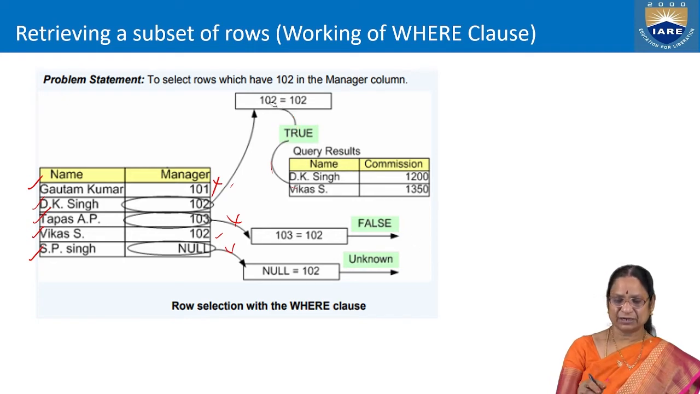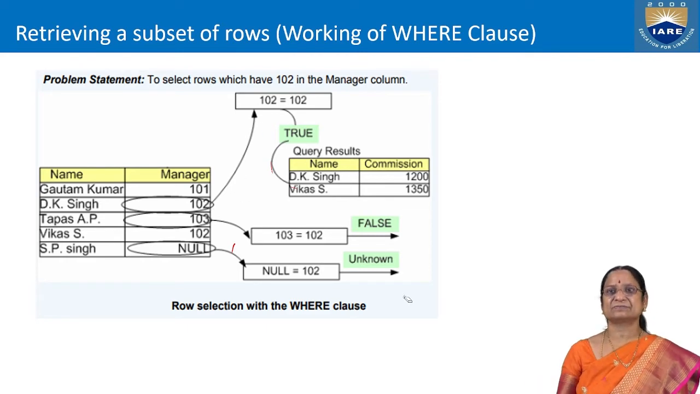Row selection with the WHERE clause. How it works? It is depicted like this. It will check each one first, compare. If it is true, send it to the query result, otherwise discard. Go to the next one, compare. This is the process.